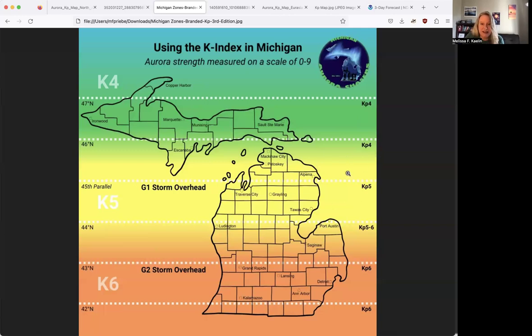So KP5 is going to come overhead at the 45th parallel. It's going to be visible low on the northern horizon. Farther south from that, you can still look north and see this low on the northern horizon. KP5 also is equivalent to a G1 storm, the first level of geomagnetic storming, a minor geomagnetic storm. And it's these storm levels we're really looking for. So we want to get everyone focused on that.